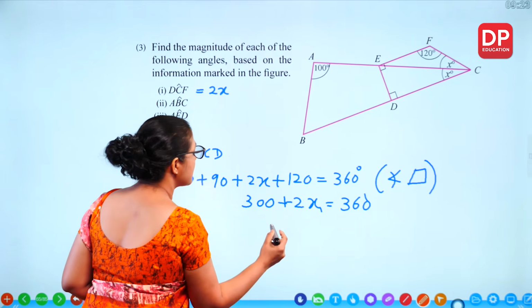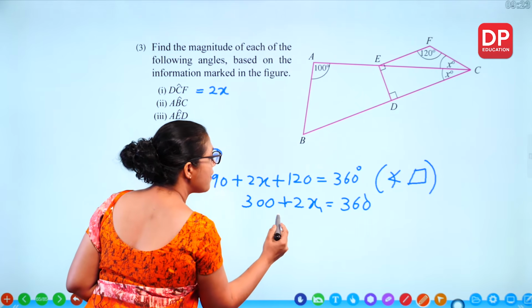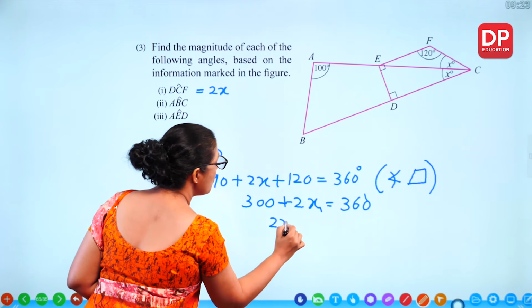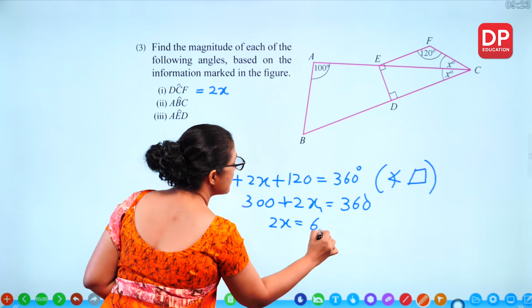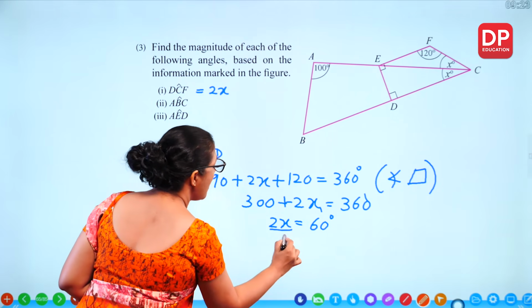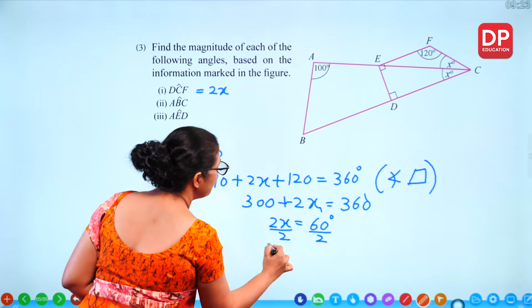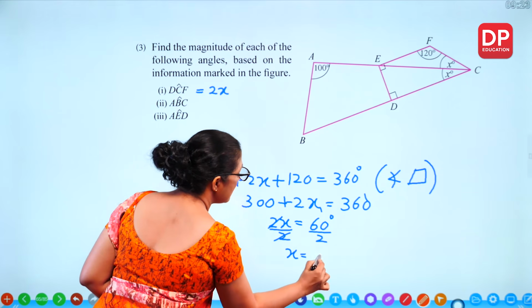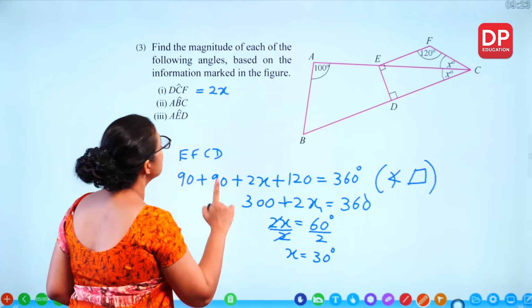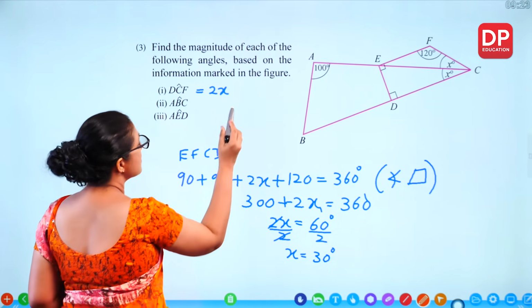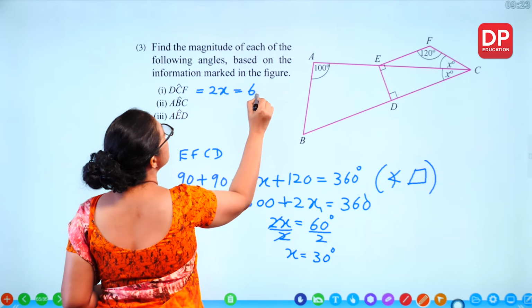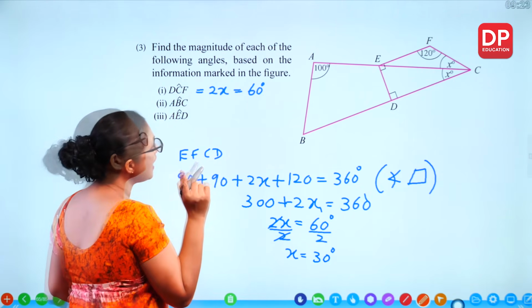When you subtract 300 from 360, you get 2x equals 60 degrees. Now divide this by 2. You get 30 degrees for x, but we need 2x. That's 60 degrees for this angle.